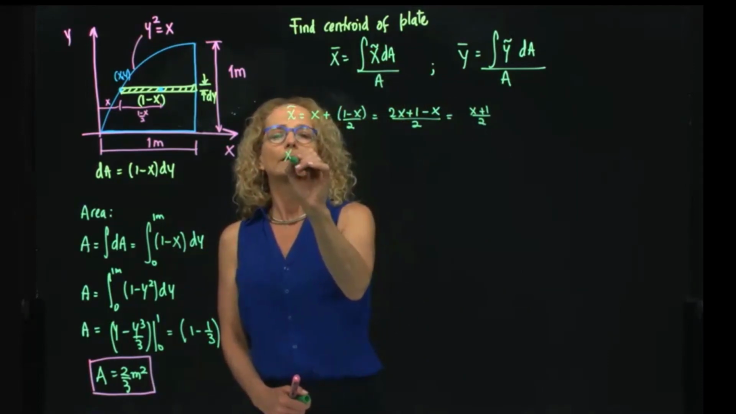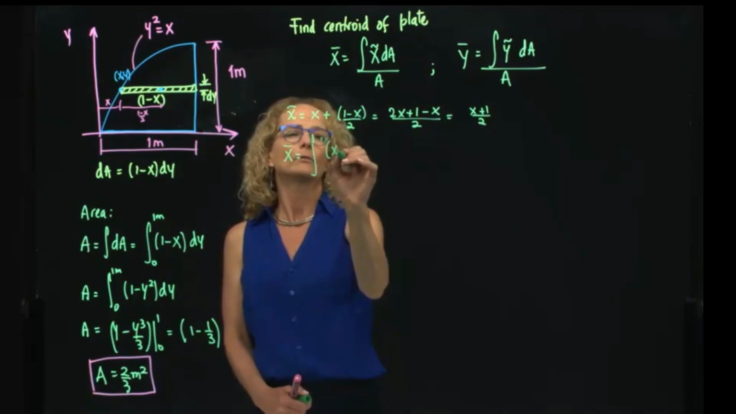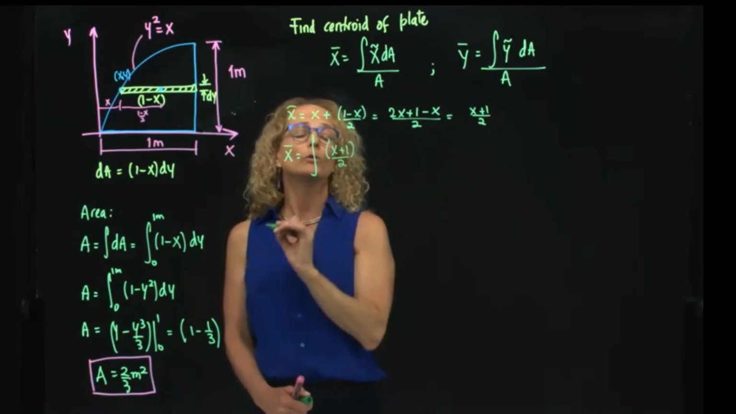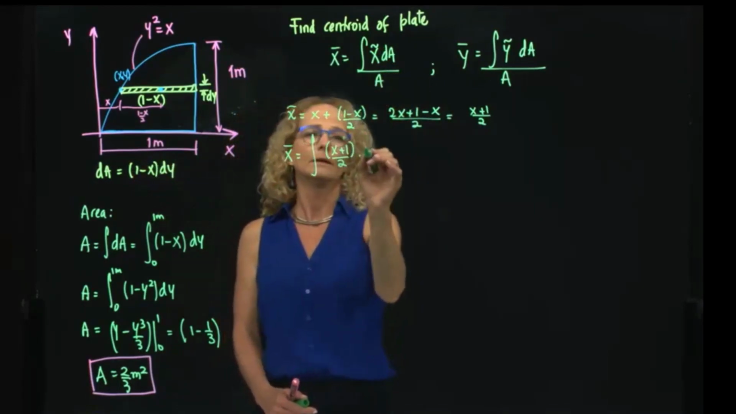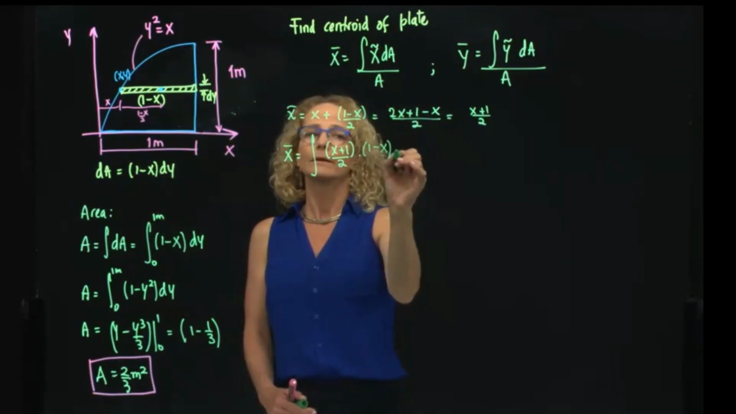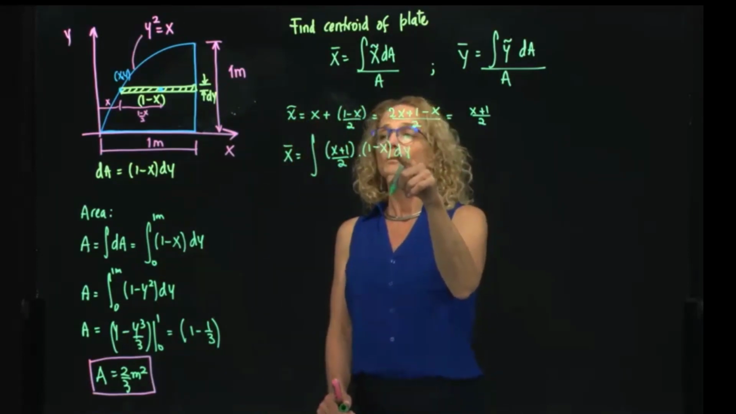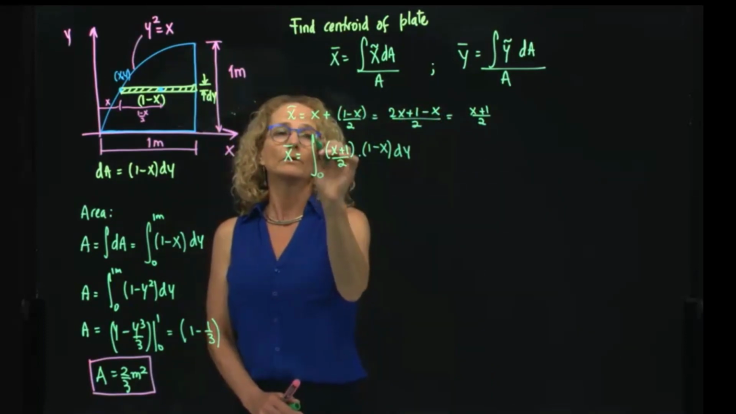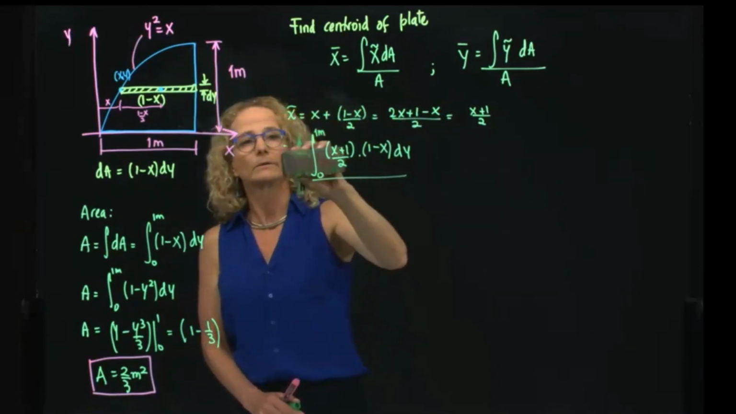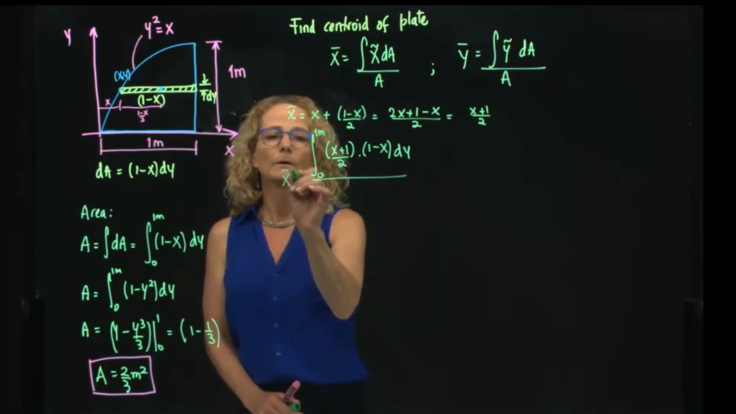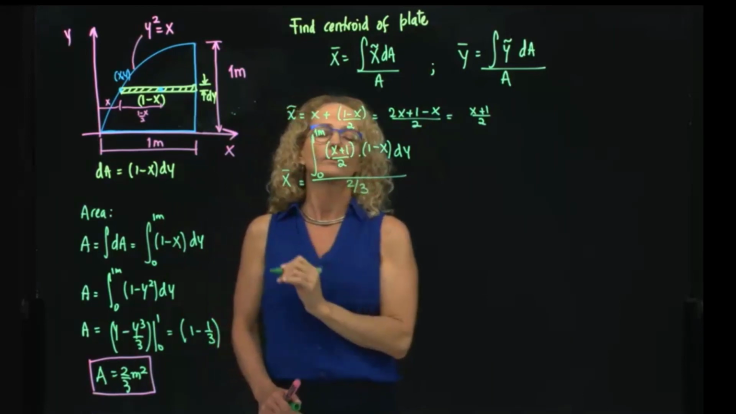This is the value that I'm going to plug in here. So x bar will be the integral of (x plus 1) divided by 2 times my differential of area. My differential of area is this one right here, (1 minus x) dy. And the limits of integration will be from y equals 0 to 1 meters. And I have to divide all that by the area. Let me write that integral correctly here. Divided by the area, and the area is 2/3.